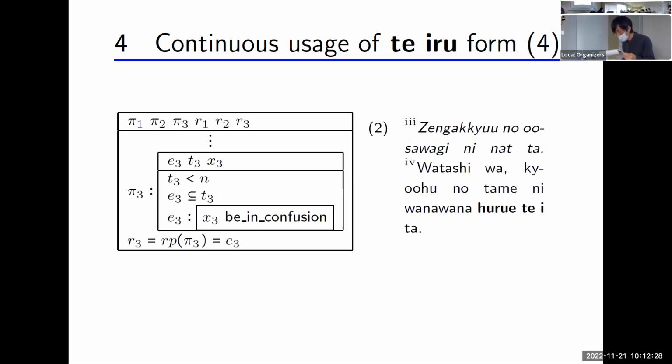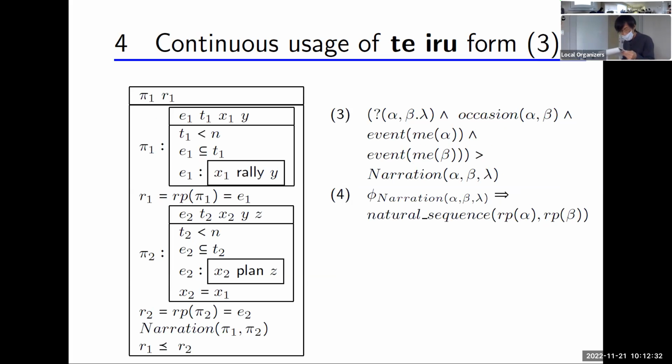Rule 4 says that whenever narration holds between two clauses, the reference points occur in a succession separated by an interval of some length, which is compliant with the world knowledge. This relation, and we use this symbol to mean this. So natural sequence is just the same thing as this symbol.